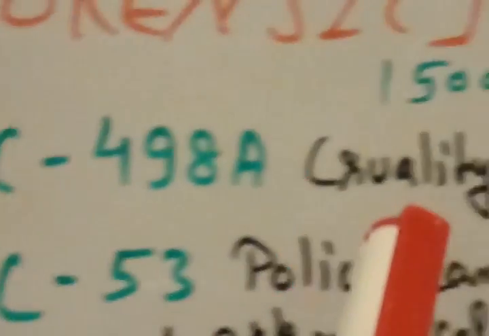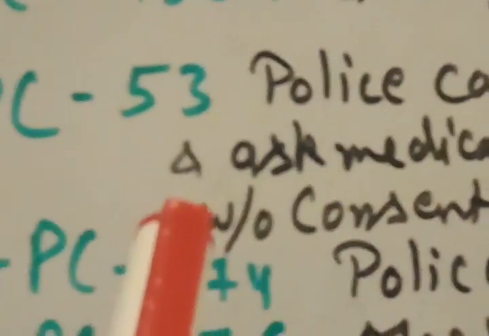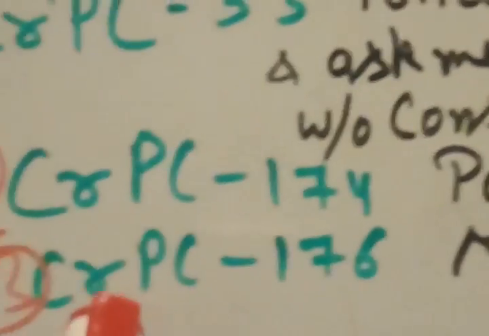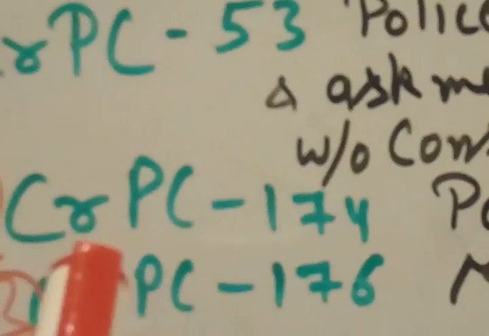Now IPC 498A is cruelty within 5 years of marriage, with a 15,000 rupees fine and 5 years jail. Then CRPC 53 is that police can arrest a person and ask a medical officer to examine, with or without consent. CRPC 174 is police inquest. CRPC 176 is magistrate inquest. Okay, so I am going to ask a question.